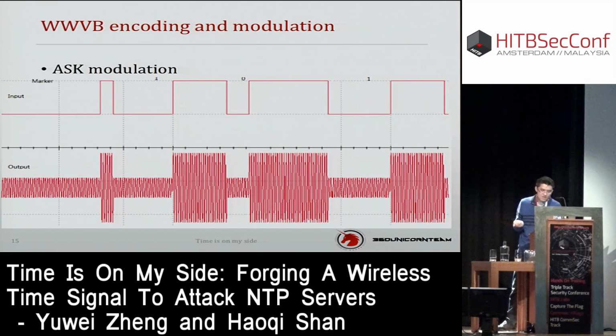After adding the signal to the carrier with amplitude shift keying modulation, if the input signal is at low level, it transmits with reduced amplitude. And when the input signal reaches high, it transmits with full amplitude. The output of these signals represents the binary data bits: marker, 1, 0, and 1.